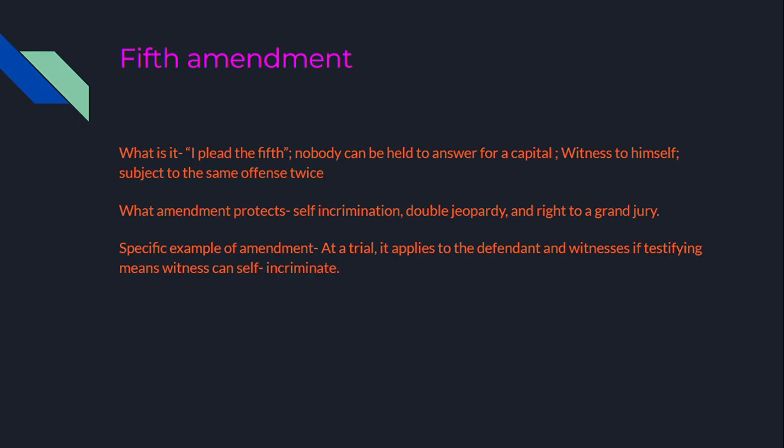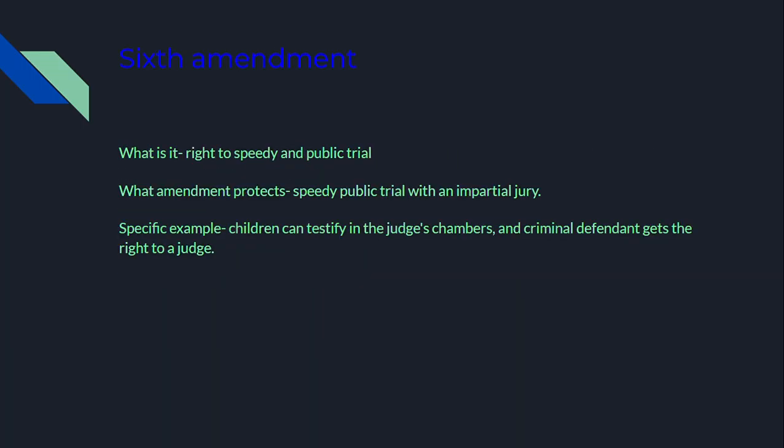Fifth Amendment, what is it? It's why you can say I plead the Fifth. Nobody can be held to answer for a capital crime. They can't be a witness against themselves, and they can't be subject to the same offense twice. The amendment protects self-incrimination, double jeopardy, and the right to a grand jury. A specific example of the amendment is at trial it applies to the defendant and witnesses if testifying, meaning a witness can't self-incriminate. The Sixth Amendment, what is it?